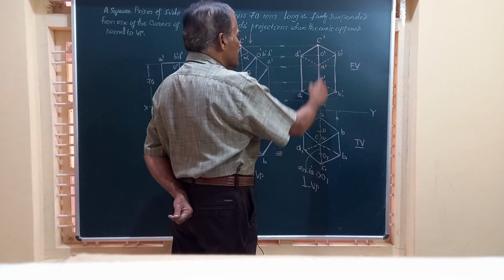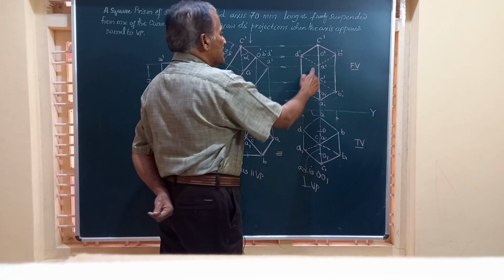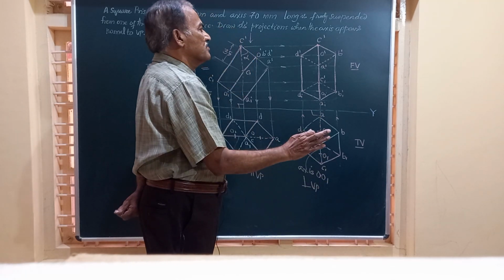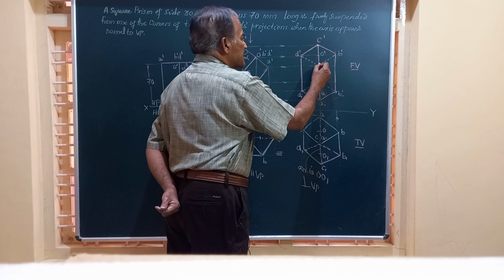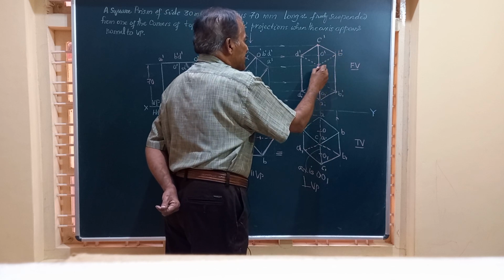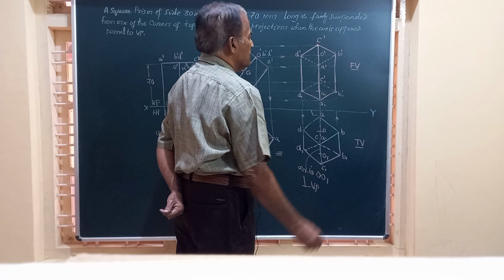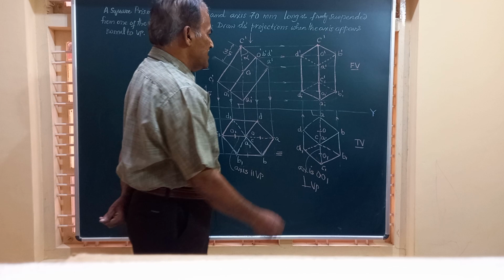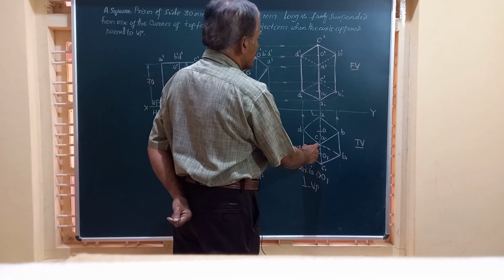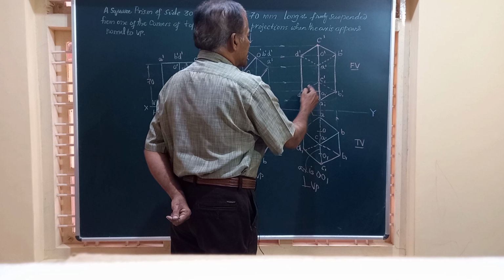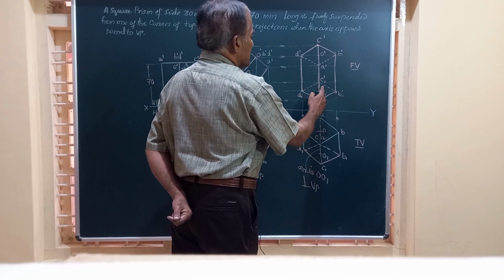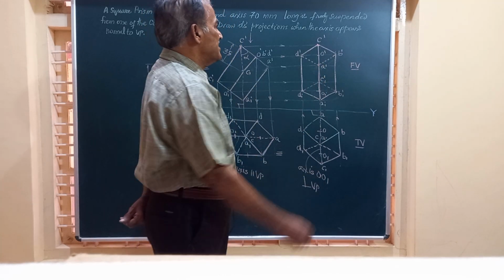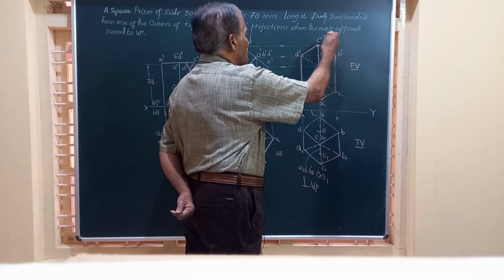C dash C1 is also visible. But the corner A, which is away from the observer, is not visible. Hence, the lines connecting A dash to B dash and A dash to D dash are to be shown by dotted lines indicating that they are not visible. Similarly, here friends, the corner C1 is also not visible, and hence the connecting lines C1 dash D1 dash and B1 dash C1 dash are shown by dotted lines.